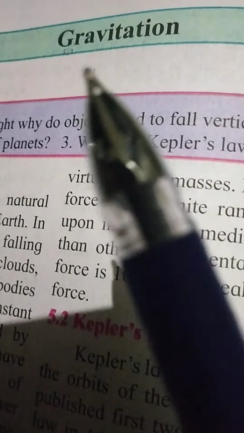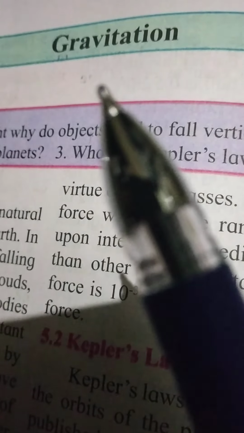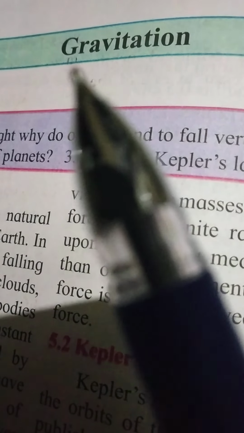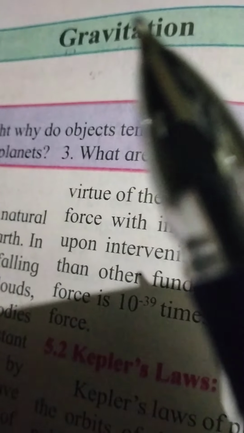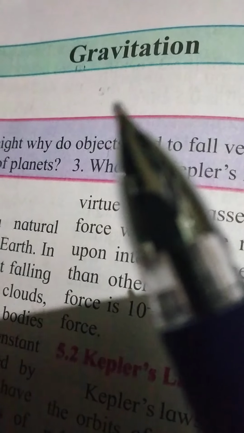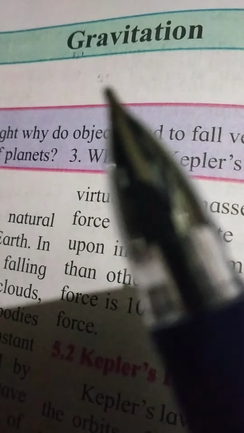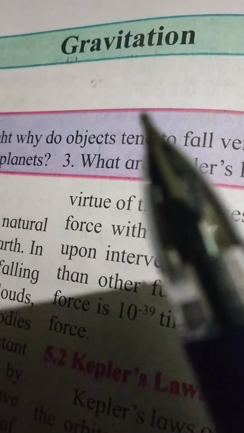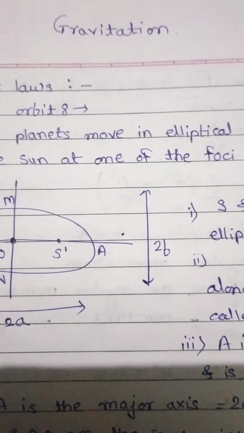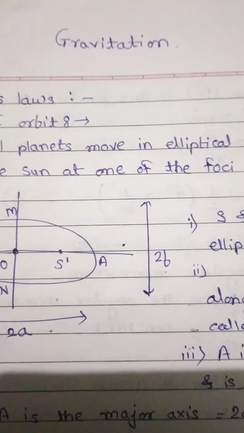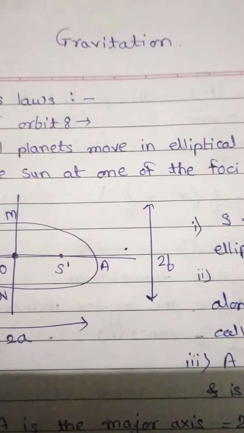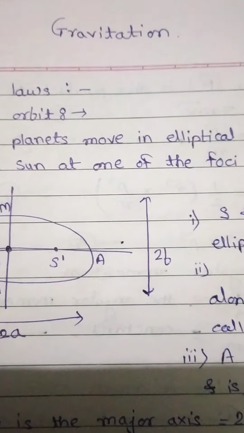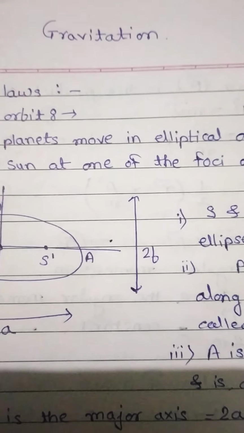Hello students, now we start our new chapter, gravitation. Already we learned in 11th and 10th standard what gravitation is. Newton's law of gravitation is the famous law, and we know that the value of capital G is the gravitational constant, correct? So the value of G is 6.67 × 10^-11 N·m²/kg².